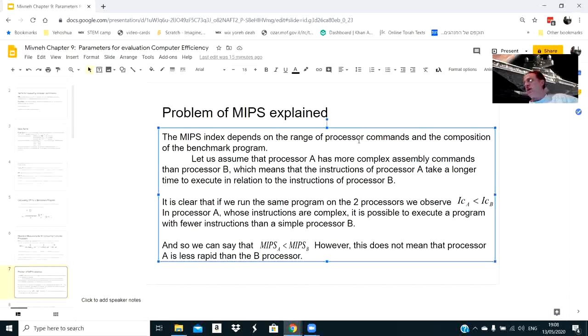If I'm comparing apples to oranges, one computer that has very simple commands and another computer that has very complex commands, it's not fair. It's not a fair measure. If I were comparing 2 very complicated computers or 2 very simple ones, then it might make sense. But again, we'd have to talk about input output also. So as I say, it depends on the range of processor commands and the composition of the benchmark. It depends on what the actual composition of that program is.